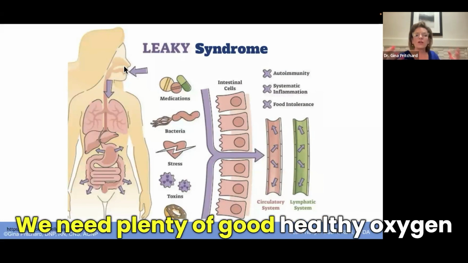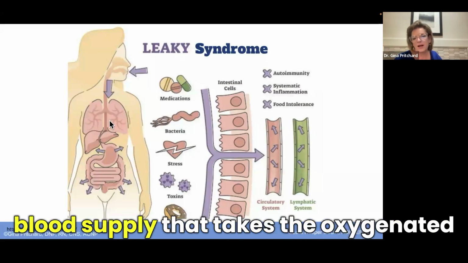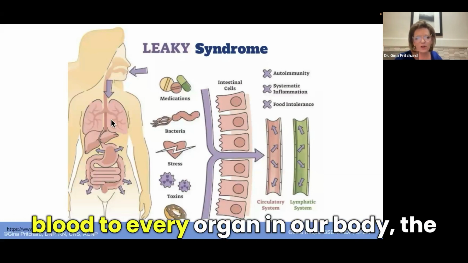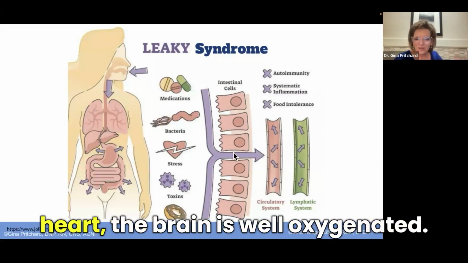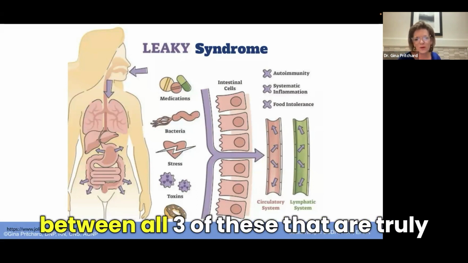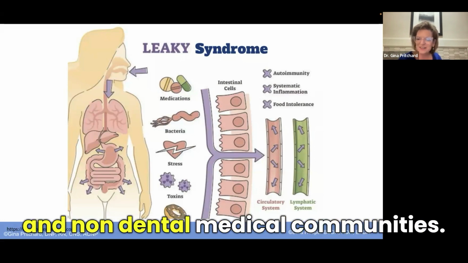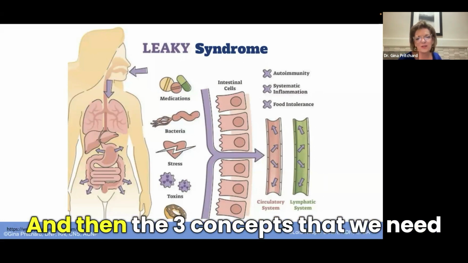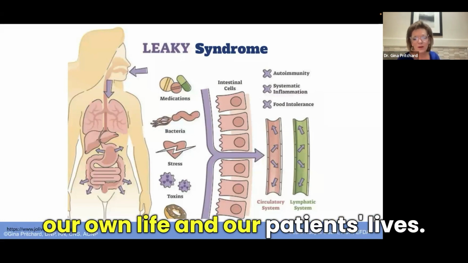We need plenty of good, healthy oxygen going straight to the lungs so that the blood supply that takes the oxygenated blood to every organ in our body, the GI tract, the liver, the pancreas, the heart, the brain, is well oxygenated. So if we've got an impairment there, again, airway to pathogens to plaque, we're trying to connect the dots between all three of these that are truly the worlds that connect us in dental and non-dental medical communities, and then the three concepts that we need to know in order to be able to save our own life and our patients' lives.